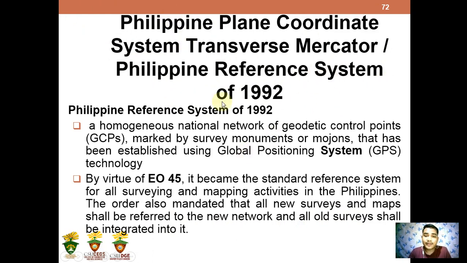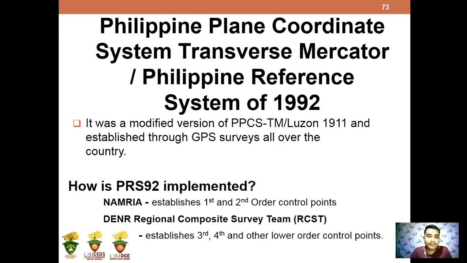So for plane coordinates ni ka sa kanang X and Y or northings and eastings. So ang katong mga bagong surveys dapat adapted na siya ani, and katong mga old surveys dapat i-integrate siya. So mao na akong gidiscuss sa ganina, nga si PPCS TM or PRS-92 is the modified version of PPCS TM Luzon 1911, and it was established through GPS surveys all over the country.